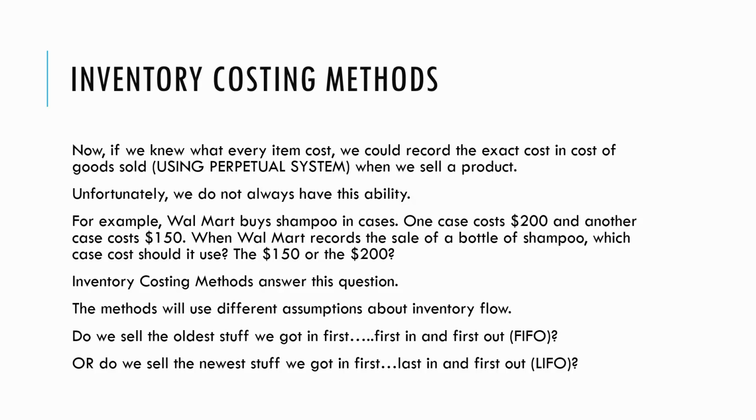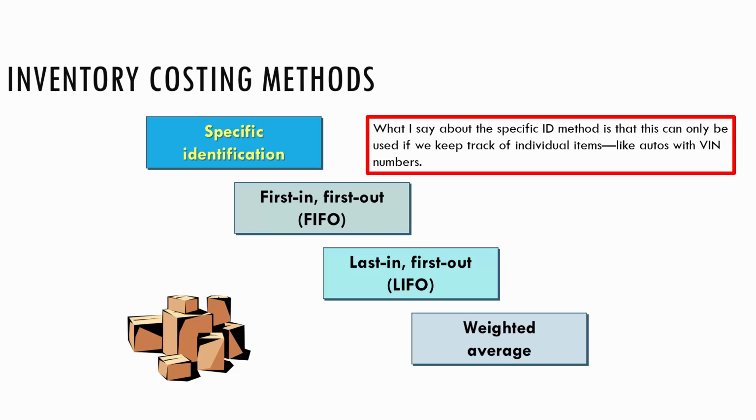Now the other assumption is that the last stuff that comes in will go out the door first, which means our beginning inventory basically stays with us. So these are two different approaches to talking about inventory. So we really have four different inventory costing methods.